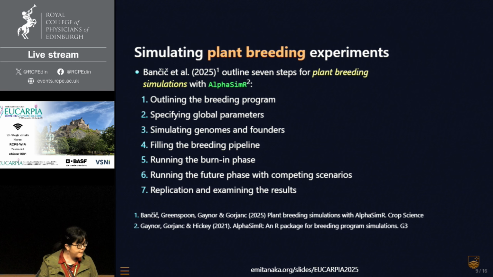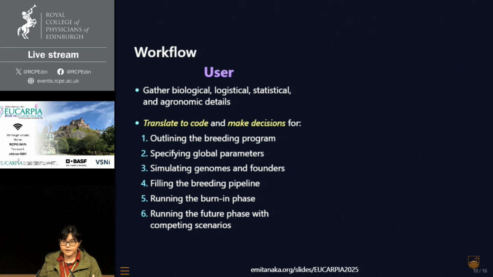Now, that's not a groundbreaking idea, and we've got people thinking about that. In particular, Banchik and co-authors have written a paper of how you can simulate plant breeding experiments using AlphaSimR. And in that paper, they've outlined 7 steps in order to do the simulation for various plant breeding situations. So I'm not going to go through each one of these steps, but thinking about the overall workflow, if you are a user and you are thinking about simulating the data for a plant breeding program, you first of all need to gather all the details associated with the program itself.